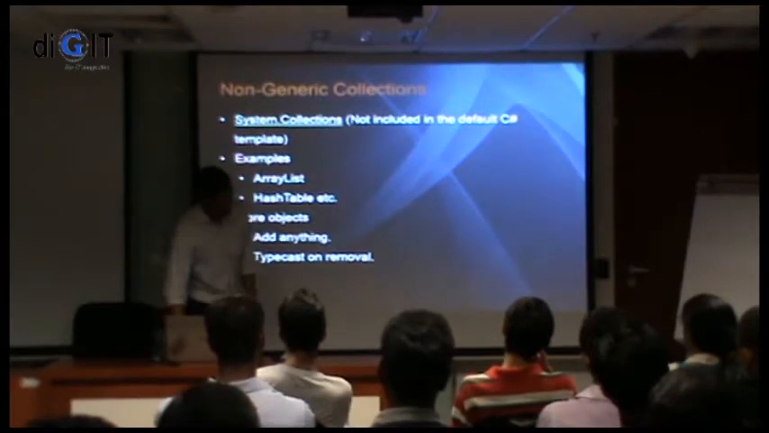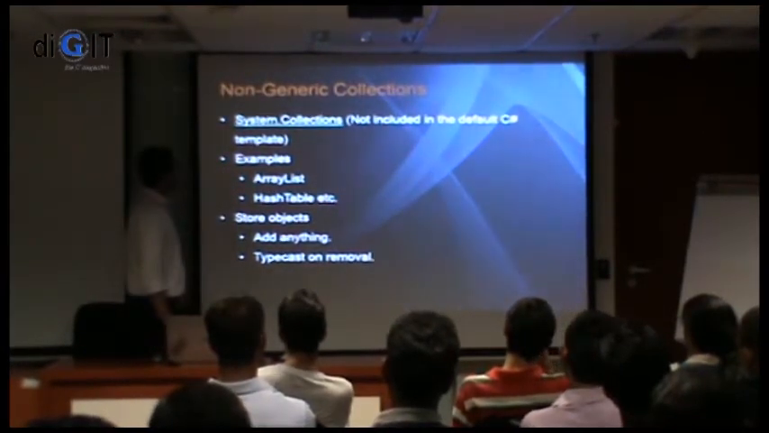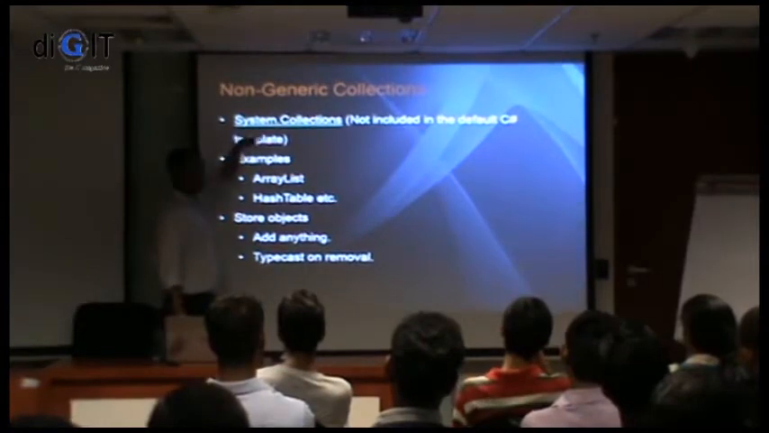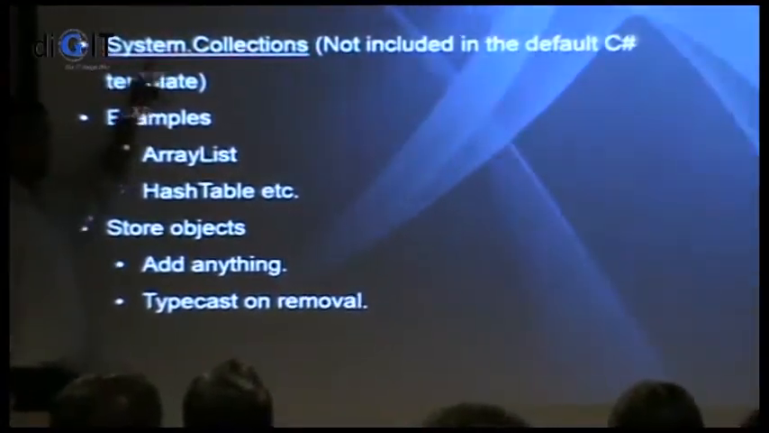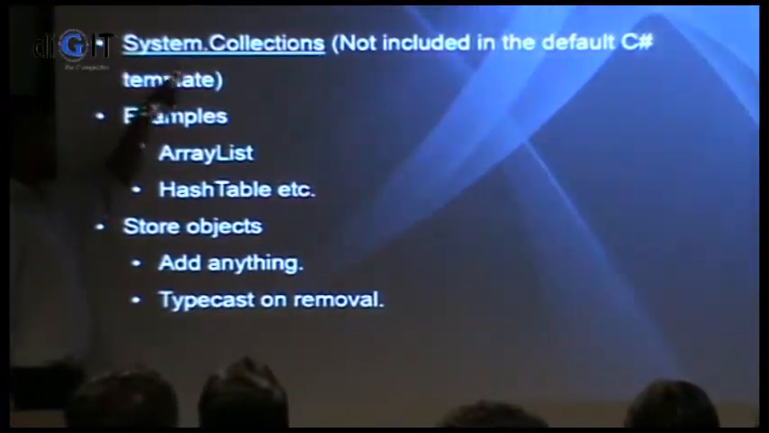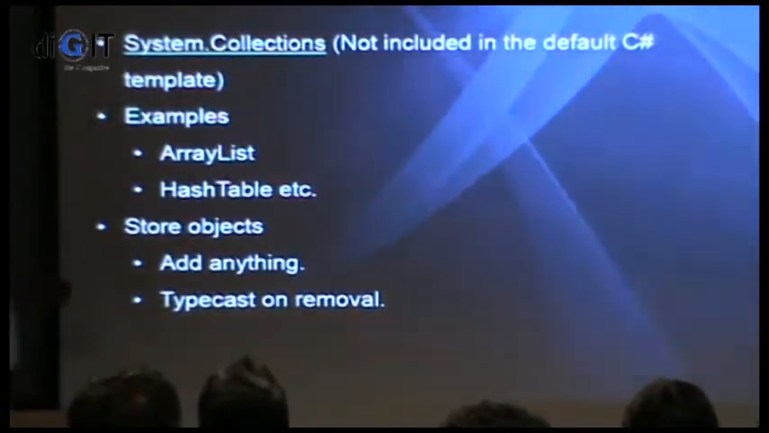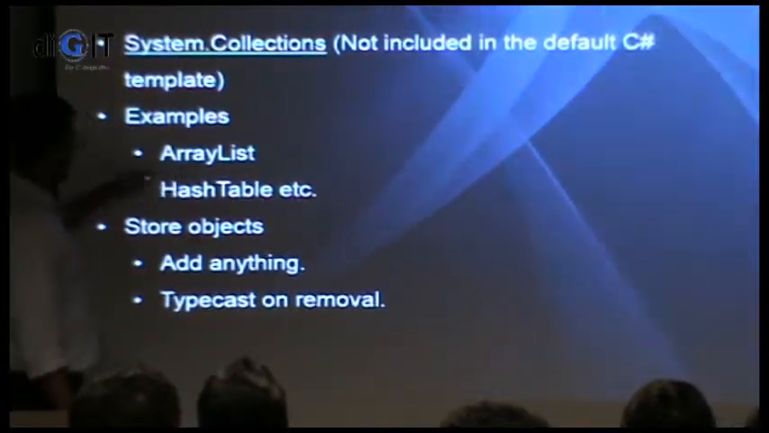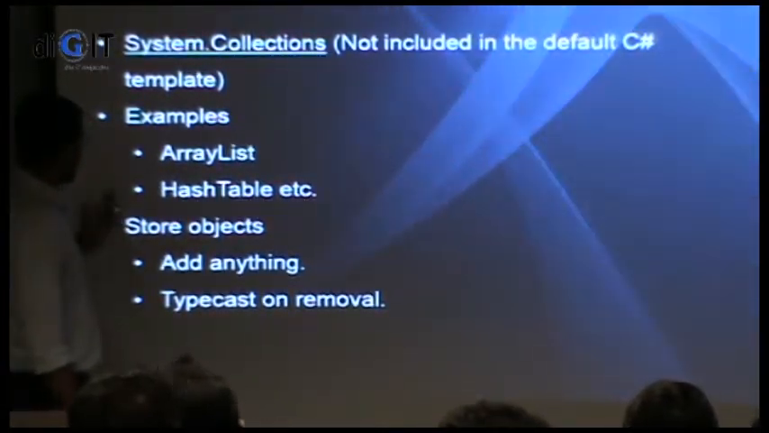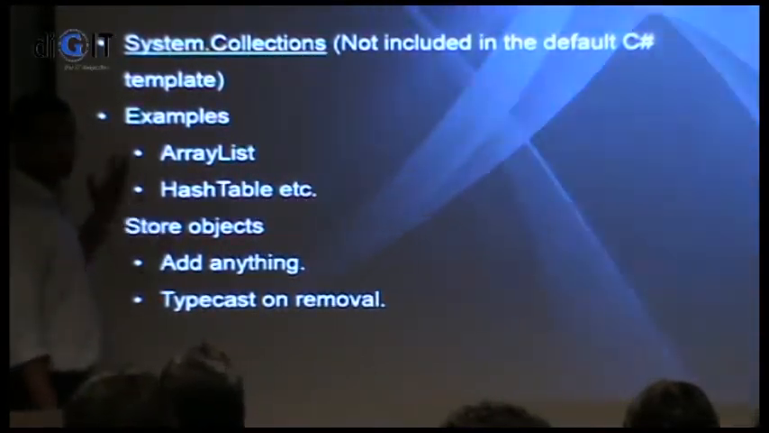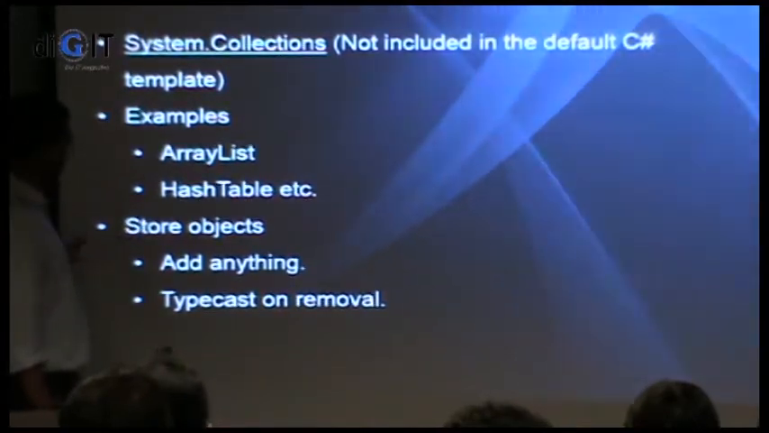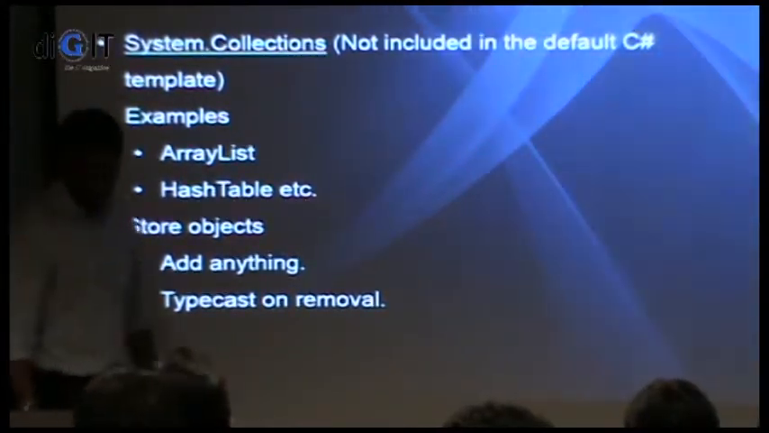So, okay. If we are moving into non-generic collections, they are found in the System.Collections namespace, which is not included in the default C# template. Let's say if you are creating a console application, System.Collections will not be included there. Instead, there will be System.Collections.Generic, right? So the examples are ArrayList and Hashtable, and it will be storing only one type. It can be a string, it can be integer, or it can be object. Basically, it is object, right? So we can add anything, and we have to typecast on removal.